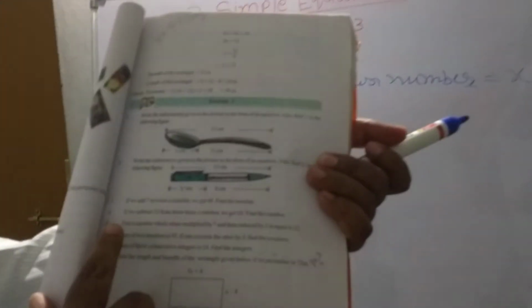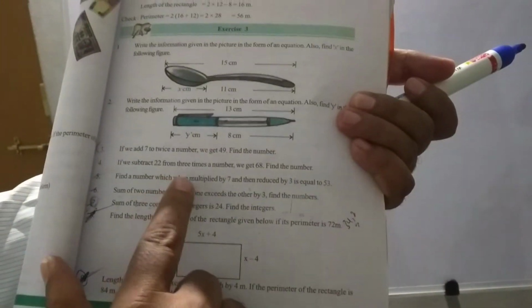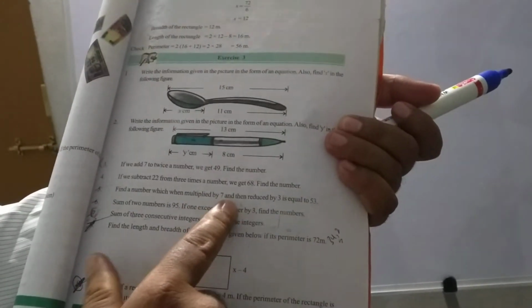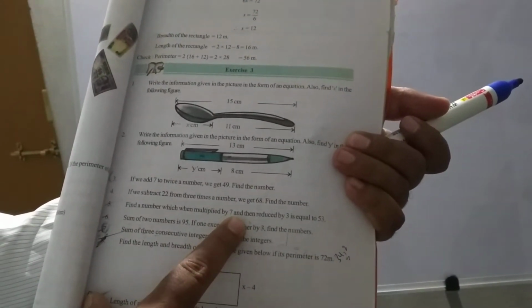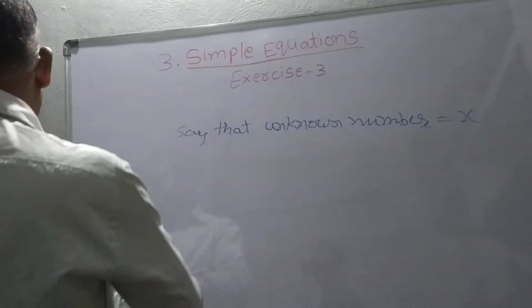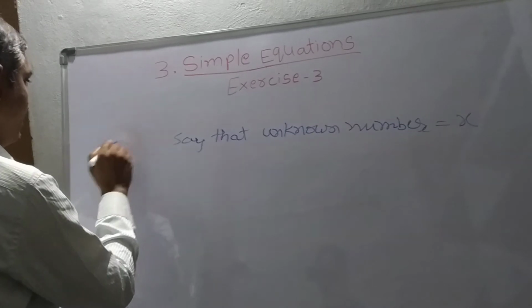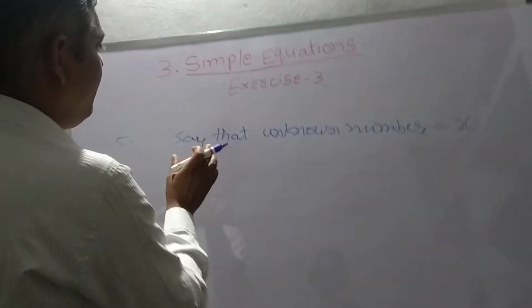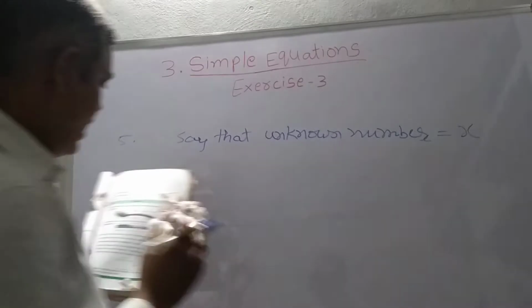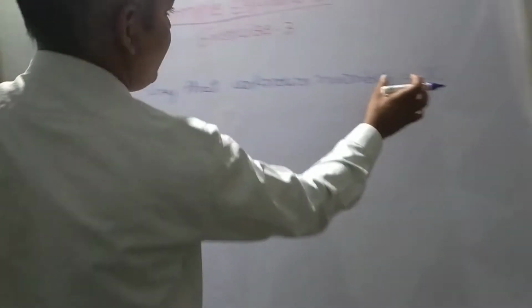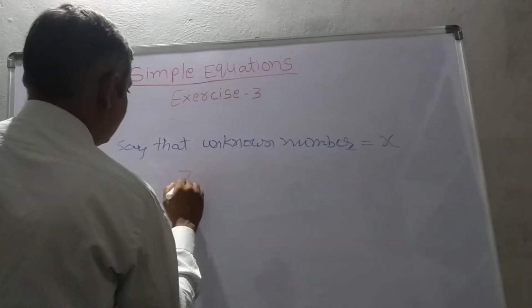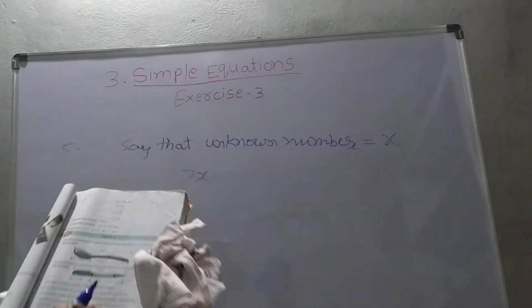Problem number 5. Find a number which when multiplied by 7, there is an unknown number. If we multiply that unknown number with 7 and then reduce by 3, it is equal to 53. Now in the fifth problem, there is an unknown number. We say that the unknown number is x. Now we are going to multiply the unknown number with 7. That means 7x.